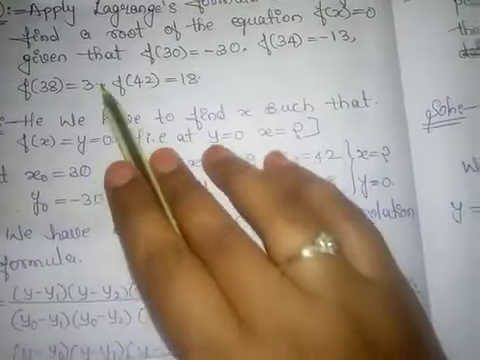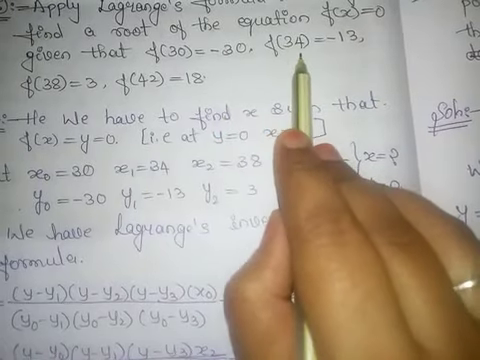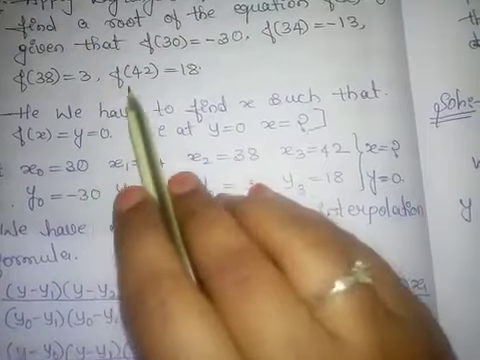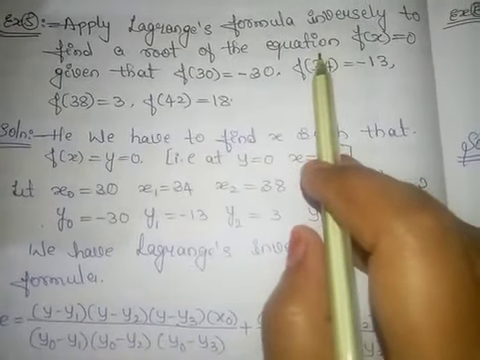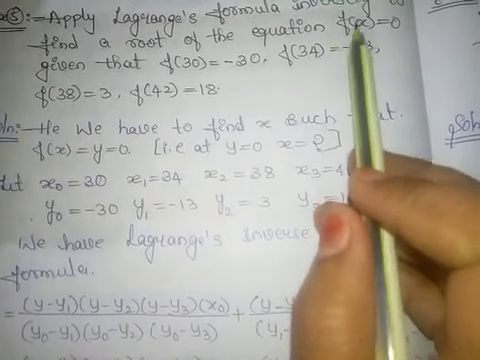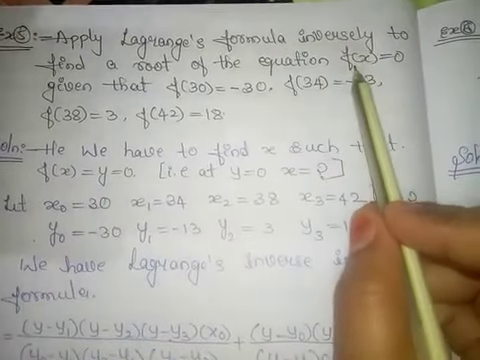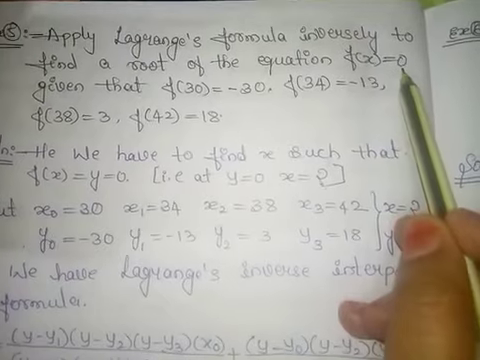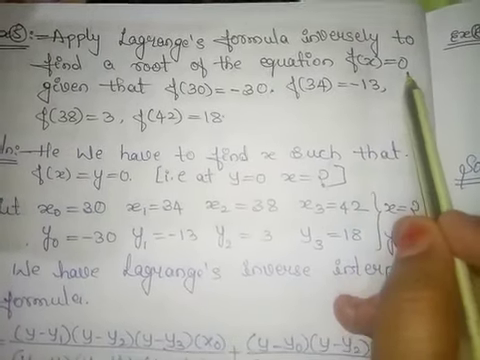Applying Lagrange's formula inversely to find a root of the equation f(x) = 0, given that f(3) = −30, f(34) = −13, f(38) = 3, and f(42) = 18. See, here you have to apply Lagrange's inverse interpolation formula. Here they are given f(x) = 0, means the value of y is given, that is 0. You have to find the value of x at y = 0.